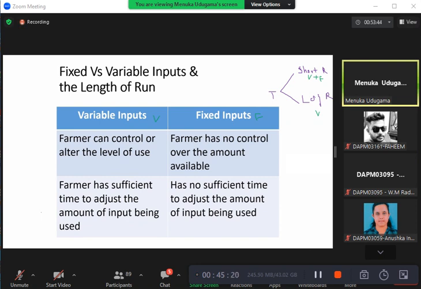So likewise, you can vary the input, variable input. When it comes to fixed inputs, we say in the short run, you cannot change the fixed inputs like the land extent, the labor, the machines that I have, right?